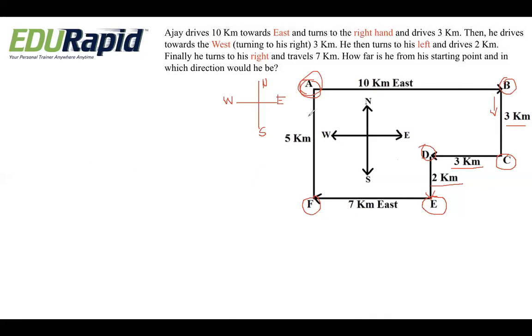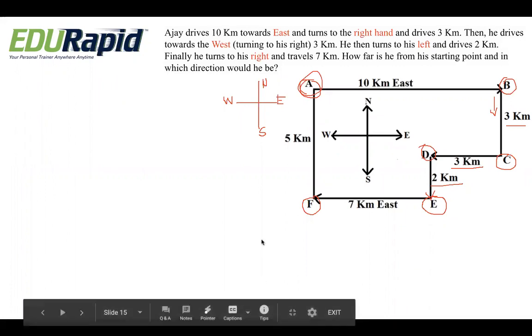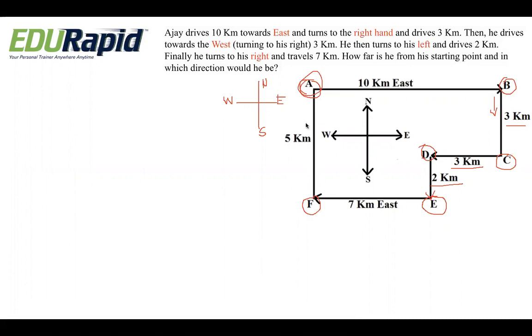And what is it asking again? How far is he from his starting point and in which direction would he be? Can anybody tell which direction he is in? With reference to point A, he is in the south direction. Because A is north in this case, because he has already come to the bottom of A. So it is south. So he is 5 kilometers south. Varsha, you are right.